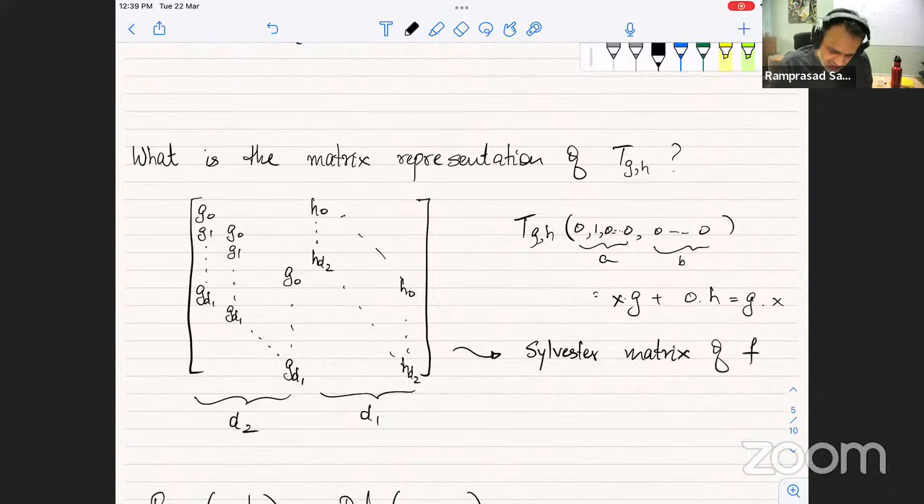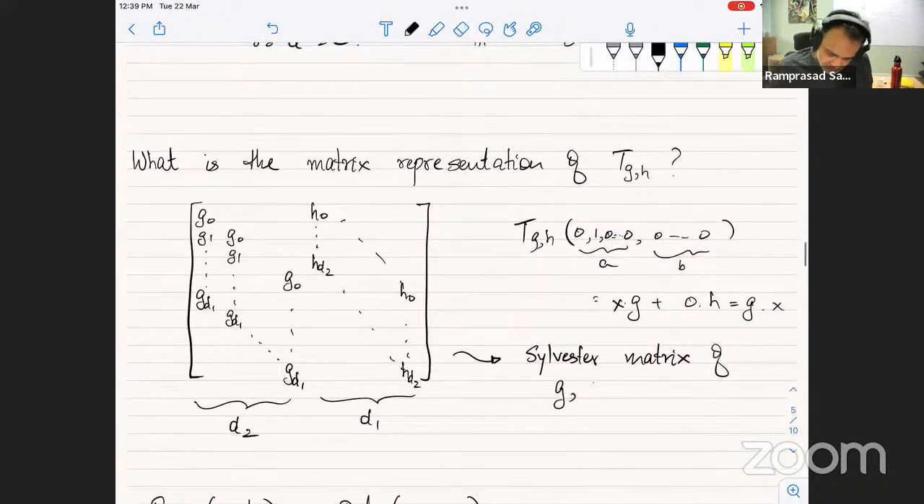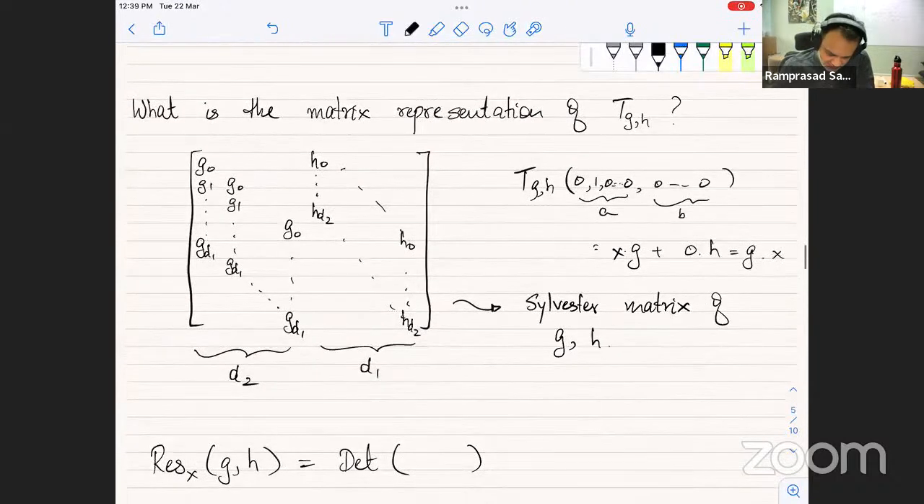Of G and H. Why do I keep saying F and G? I'm pretty sure I make this mistake later on in the notes. Okay, it's a very structured matrix somehow, which seems to capture the linear transformation that you want. And the resultant is just the determinant of this matrix. Okay, and this is the definition of what a resultant between two polynomials is. You just look at the Sylvester matrix and look at its determinant.